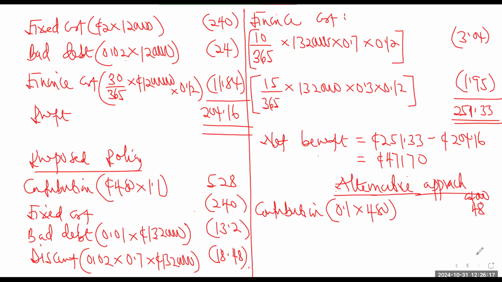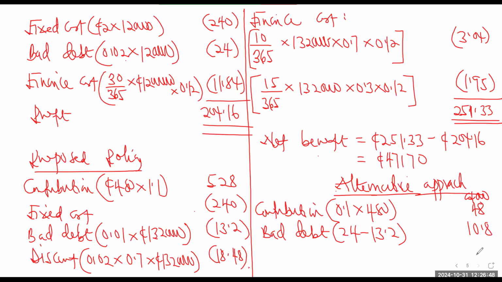What will happen to the bad debt? It will reduce. So you can see that the discount will have a benefit associated with the bad debt. First, the bad debt was 24. Now it reduced to 13.2. That will be a benefit of how much? 10.8. Okay.